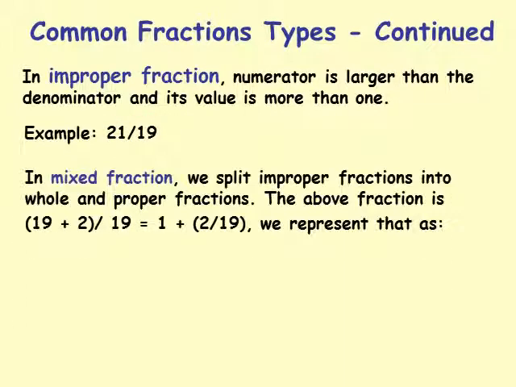Let's continue. In a mixed fraction, we split the improper fraction into a whole number and a proper fraction. The above fraction is 21 divided by 19. 21 is 19 plus 2. And 19 divided by 19 is 1, and then plus 2 divided by 19, so it is 1 plus 2 divided by 19. We represent that like this. So 21 by 19 is an improper fraction, and 1 and 2 divided by 19 is a mixed fraction. Okay?